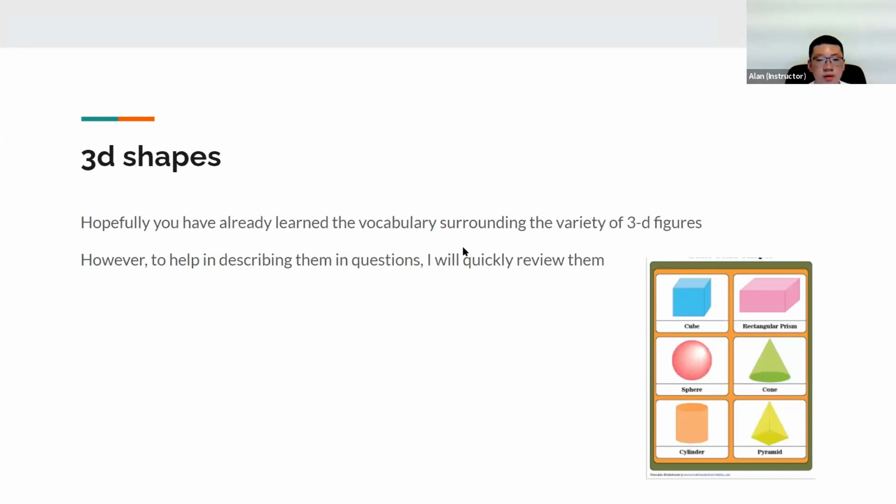So, hopefully you've already learned the vocabulary about these 3D figures. I think I learned them in elementary school, but to help in describing them in future questions, I'm going to quickly review them.